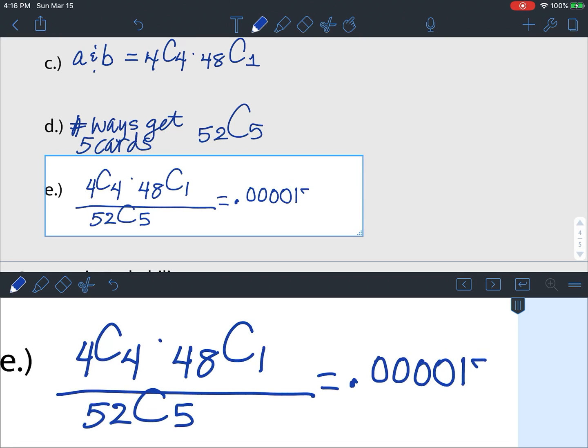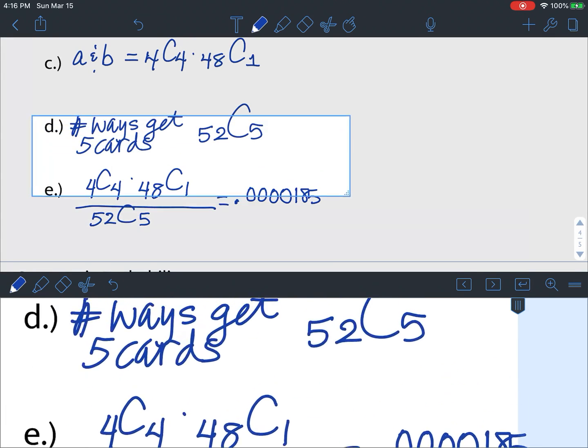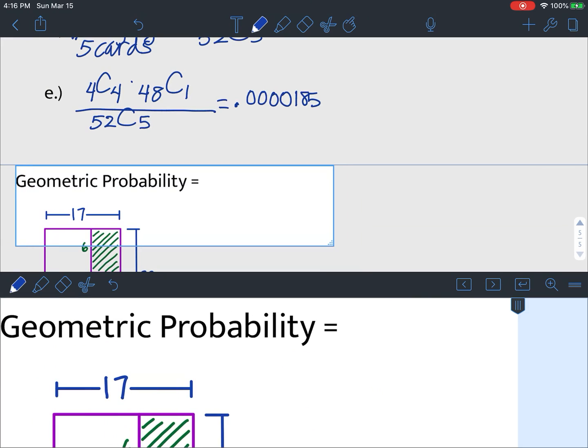0.0000. Is that right? Yeah, 185. There is not a very good chance that in one deal you're going to get 4 of the same cards. That's for sure. Okay, so hopefully that gives you a little insight on how to find probability when dealing with a deck of cards.